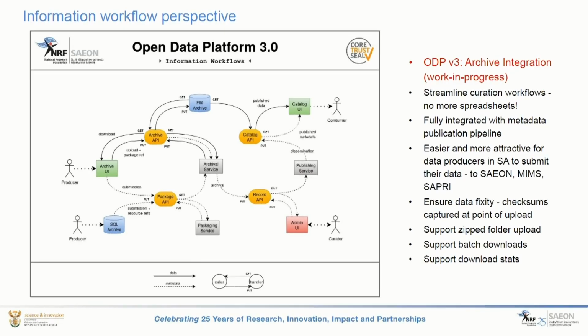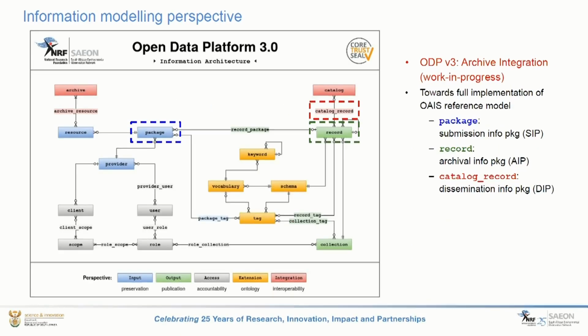We can ensure dataset fixity, so checksums are calculated in the client, in the browser, at the point of upload, and then the checksum lives with the file for the duration of its lifetime. We'll also support subfolder uploads, batch downloads on the cataloging side, and download usage statistics across the board for reporting purposes. So this is what the information model is looking like in version 3, and we're working towards full implementation of that Open Archival Information System reference model that I mentioned.